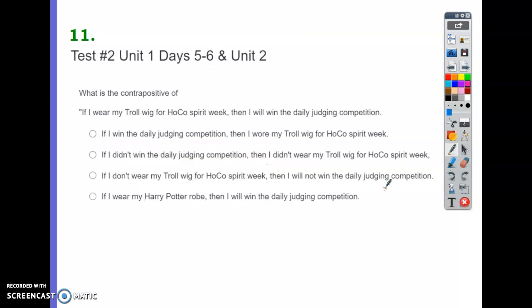Last one, contrapositive. We switch and make negative. We switch and negate. If I wear my troll wig for homecoming Spirit Week, then I will win the daily judging competition. So the contrapositive is if I don't win the daily judging competition, so it's not this one and it's not this one. Okay, so if I don't win the daily judging competition, it has to be this one. Then I won't wear my troll wig.